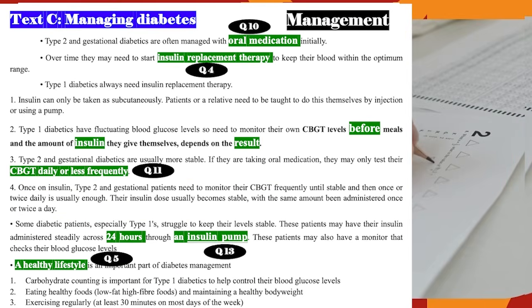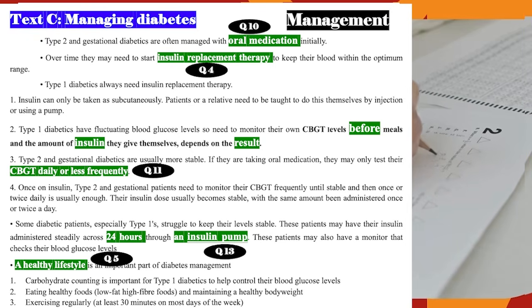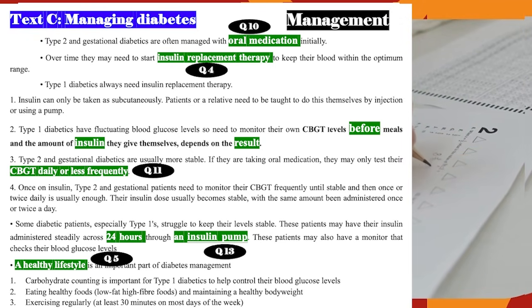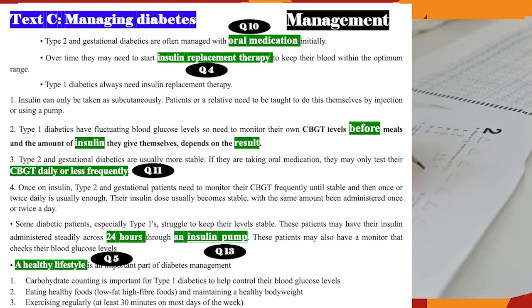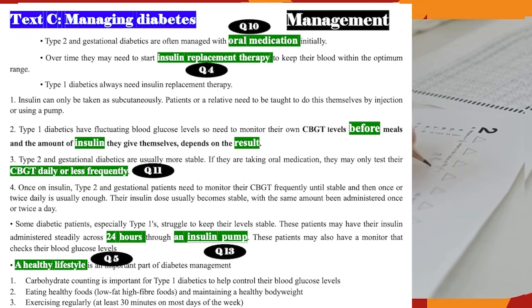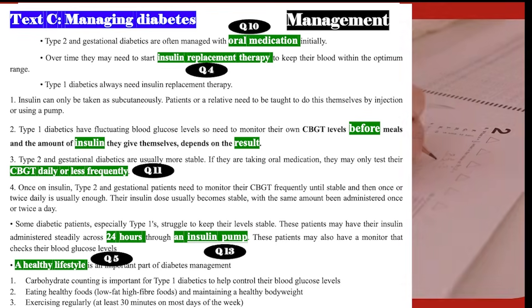Now again, managing diabetes. What is the most common medication? Oral medication. Then you have the insulin, and a device was asked. Pump, or using a pump. And the fluctuating blood glucose levels: before meals, CBG test. Before meals.